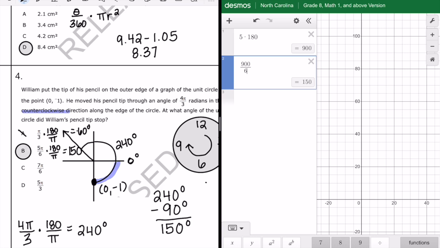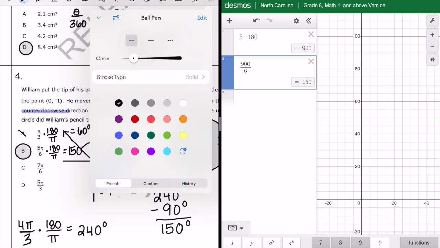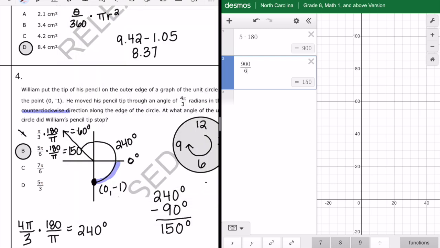So again, the reason we subtracted the 90 degrees was because of where it started. They started here at 0, -1 when they should have started here. So in order to find the correct angle measurement of just this section right here, I would have to subtract that 90 from the 240, so 240 minus 90.